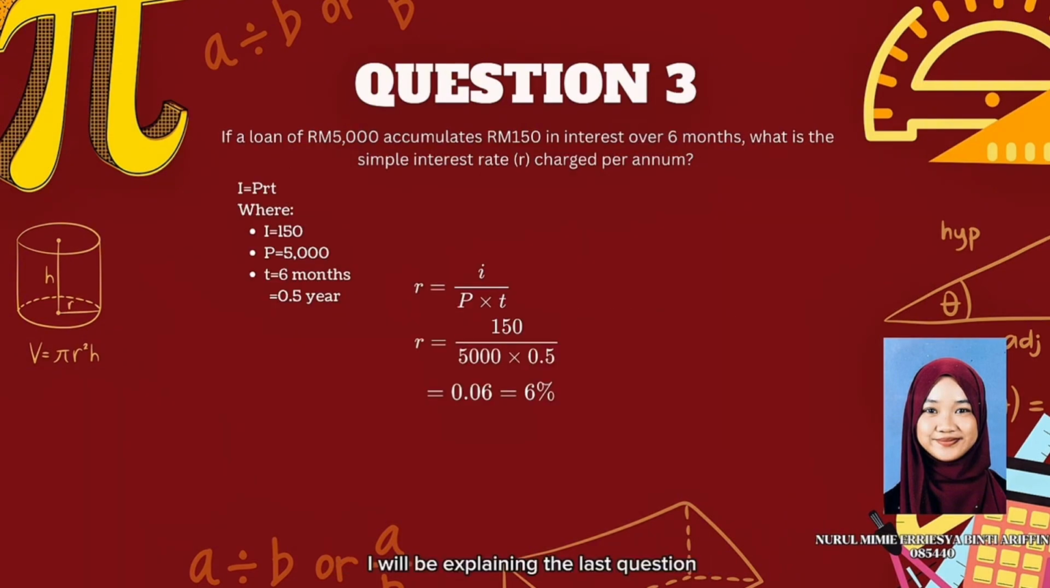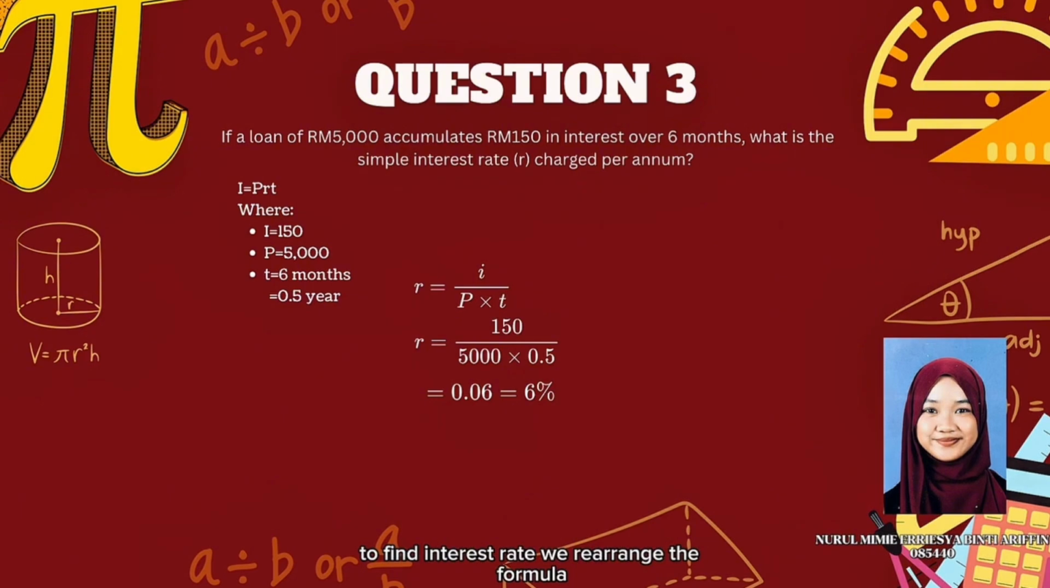I will be explaining the last question about why the simple interest rate is 6% per annum. The question states that a loan of 5,000 ringgit earns 150 ringgit in interest over 6 months. We use the simple interest formula, which is interest equals principal times rate times time. From the question, the interest is 150 ringgit, the principal is 5,000 ringgit, and the time of 6 months is equal to half a year.